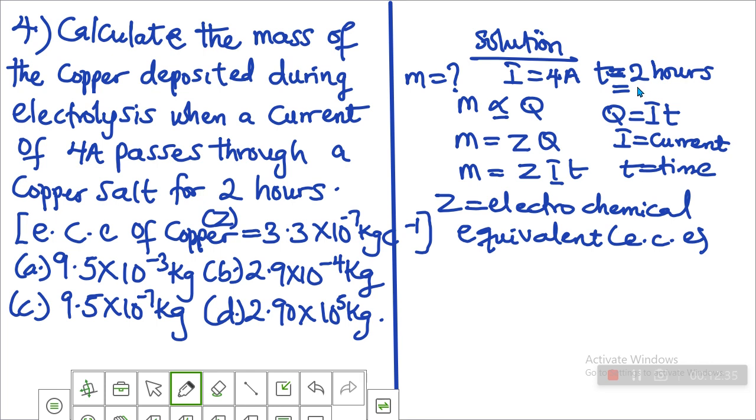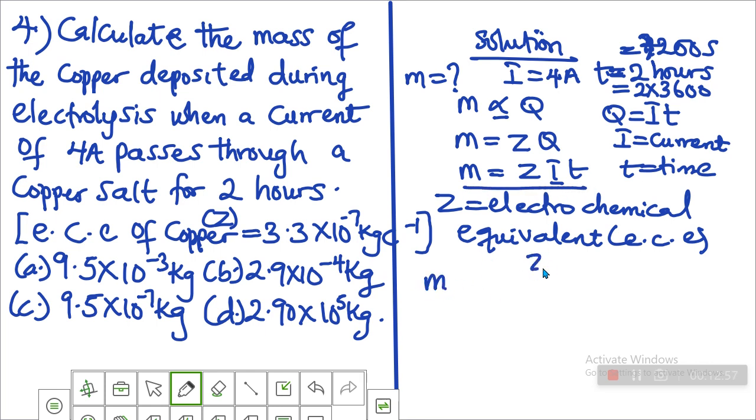So we need to convert these hours to seconds. So how do we do that? You will multiply it by 3600. When you are converting from hour to seconds, you will be multiplying by 3600. So it's 7200 seconds. So that's our time.